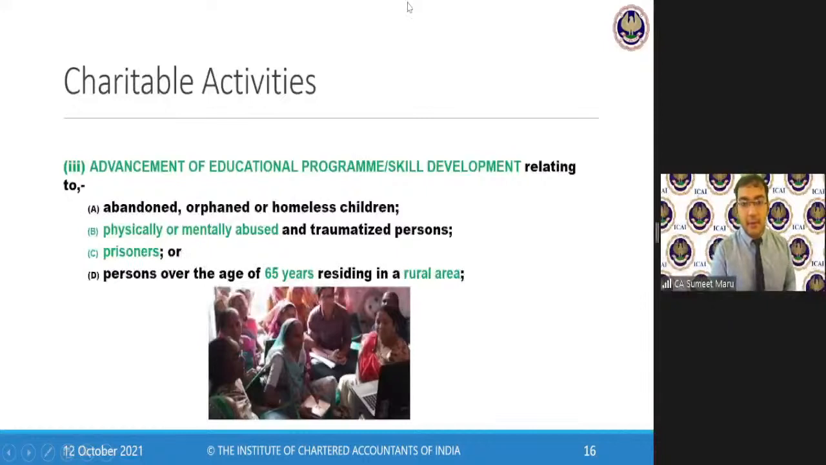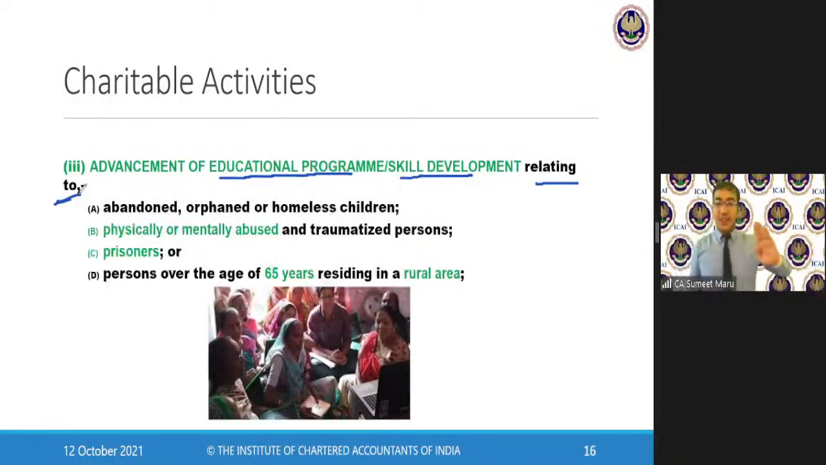Read it on. Advancement of educational program, skill development relating to. Now, if a charitable organization is doing an educational program or a skill development program relating to these four things, then and only then the exemption will be given to them as well. Now, what are these four things here?